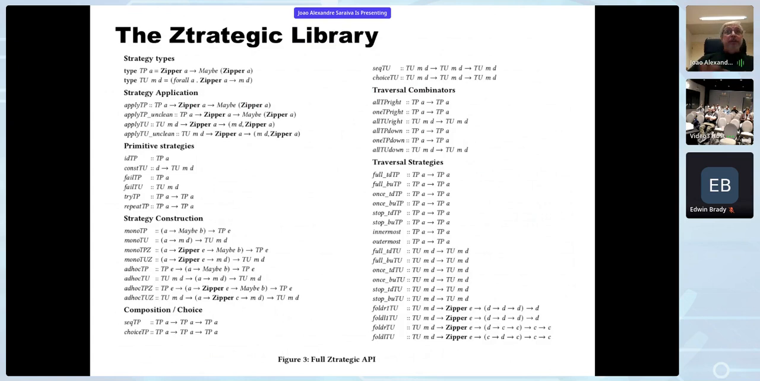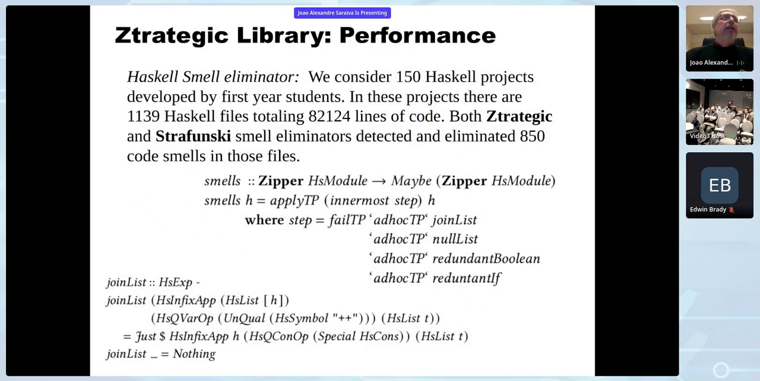So we built a full library with all the popular Ztrategic functions: full top down, once bottom up, top down, innermost, outermost, folds, and so on. And we apply this in real examples. We wanted to benchmark how efficient our implementations were: the pure embedding without memoization compared to the memoized one, and also how we compare with the state of the art Strafunski library, which implements only Ztrategic programming, and with the Scala library Kiama, which combines Ztrategic programming and attribute grammars. So this is the full implementation of the smell elimination I showed in the beginning.